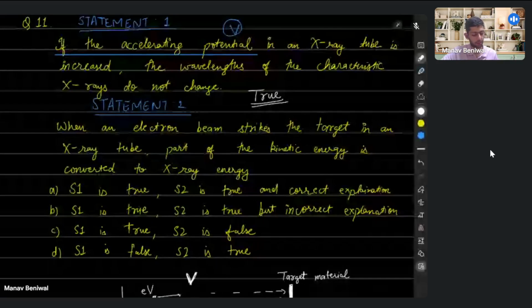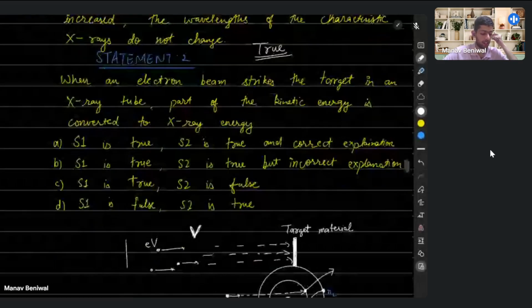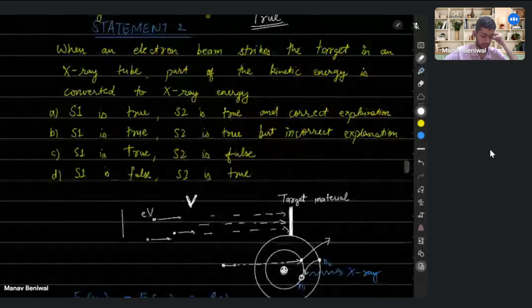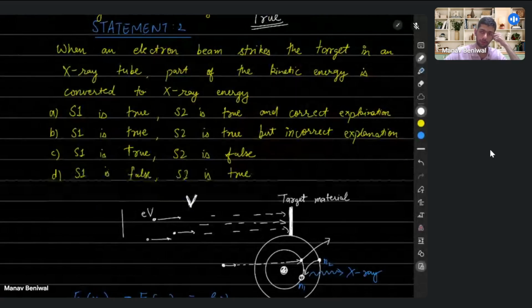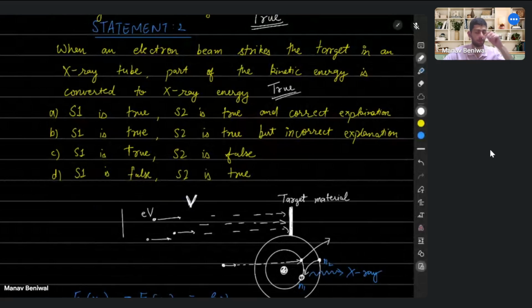Now, let's come to statement 2. Statement 2 says that when an electron beam strikes the target in an X ray tube, part of the kinetic energy is converted to X ray energy. This is also true, right? But is this the correct explanation of statement 1? No, this is not the correct explanation. So our answer will be B.